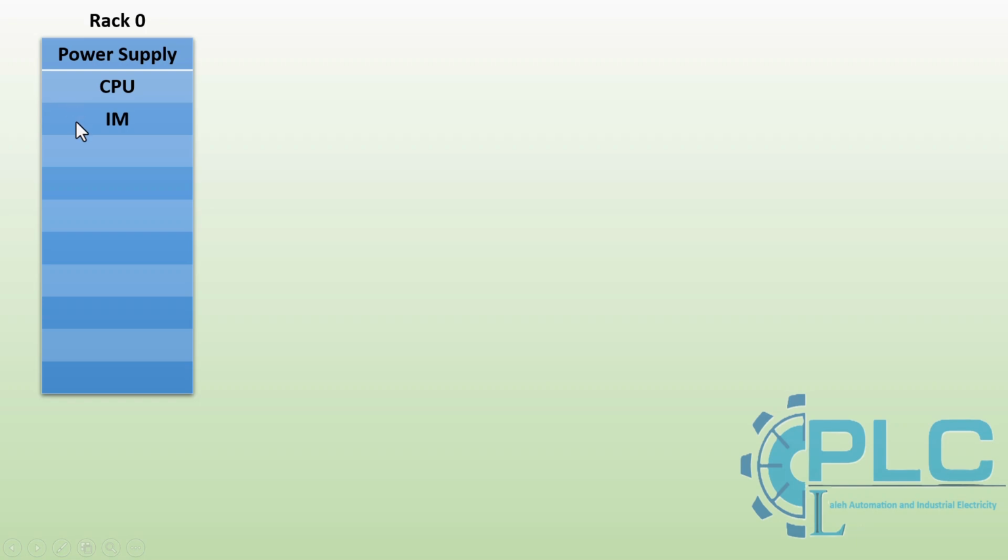Slot 3: IM interface module, if used. If the system has multiple racks, an IM interface module is placed here. I will explain the interface module in more detail later.